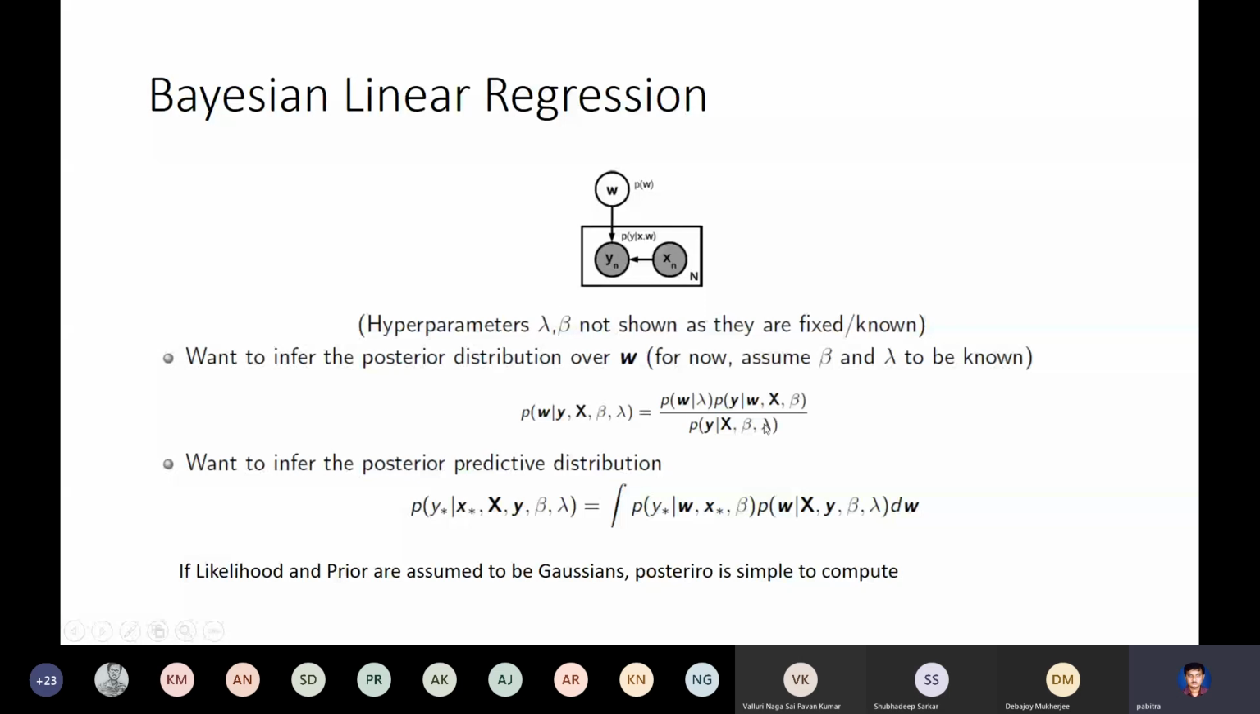Okay, so let us write down the expression for the posterior distribution. Because you remember our goal was to estimate W given the training set. What is the training set? The training set is capital X, x1 to xn, and capital Y, y1 to yn. These two are given, and maybe some hyperparameters, beta and lambda.